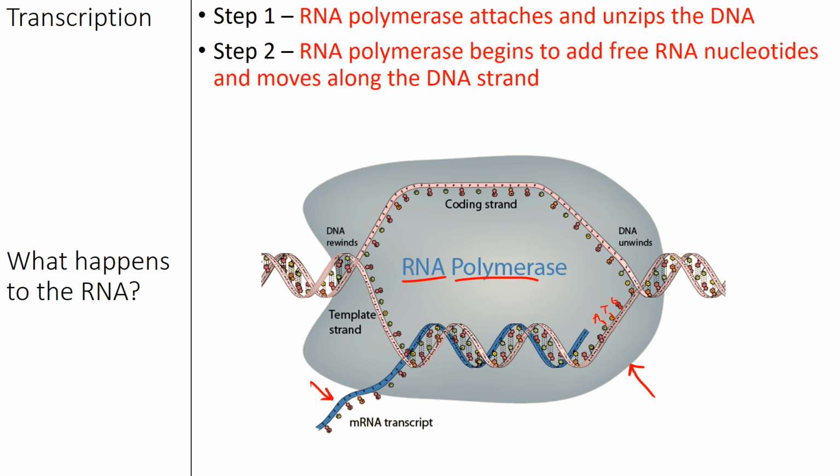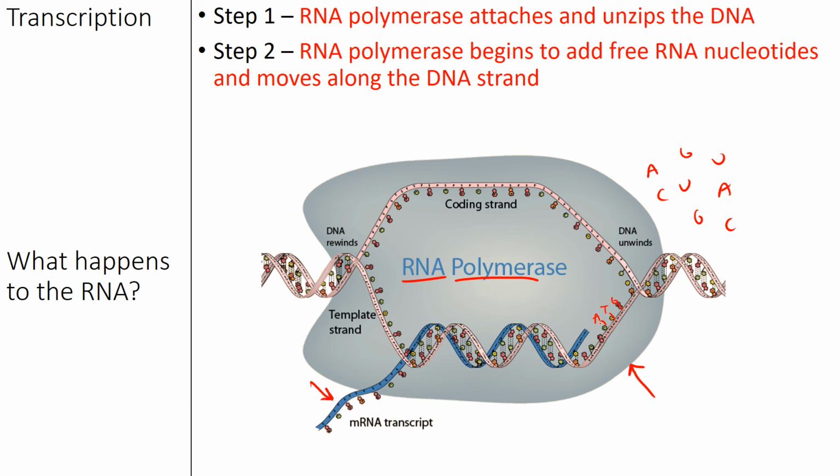The second step is that RNA polymerase begins to add free RNA nucleotides. So in the cell, in the nucleus, there are going to be little RNA pieces, like A's and U's and G's and C's just floating around. So the RNA polymerase, this gray blob, is going to take the correct one and place it here to continue this growing strand.